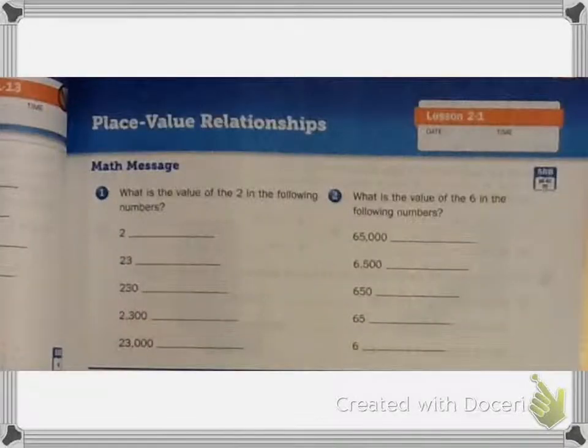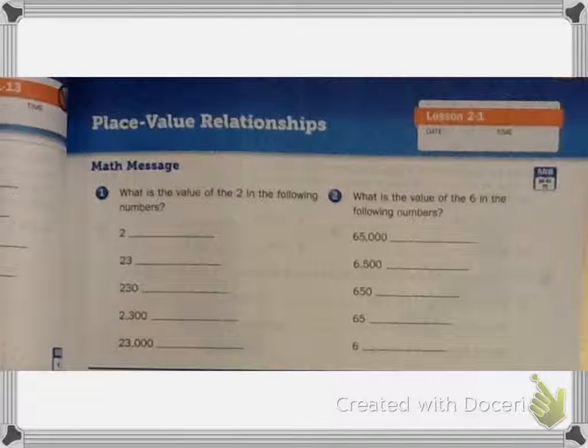Lesson 2-1, Place Value Relationships. Turn to page 37 in your student math journal. We're going to start at the top with the math message. It says, complete problems 1 and 2 on page 37. Notice a pattern.